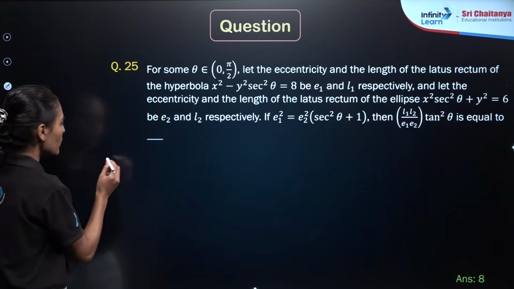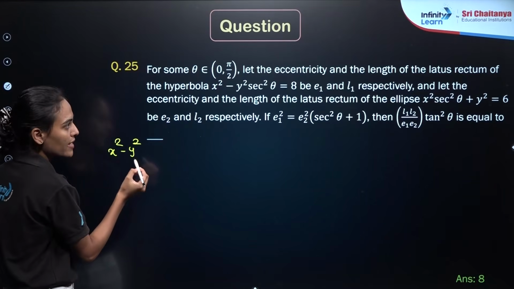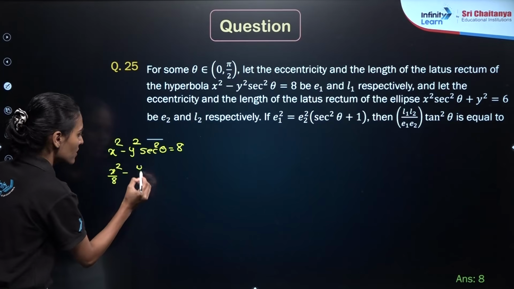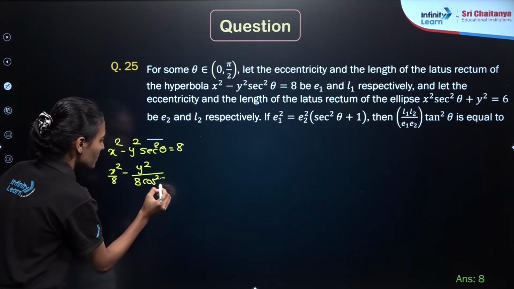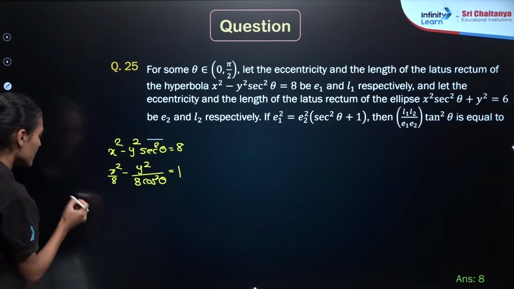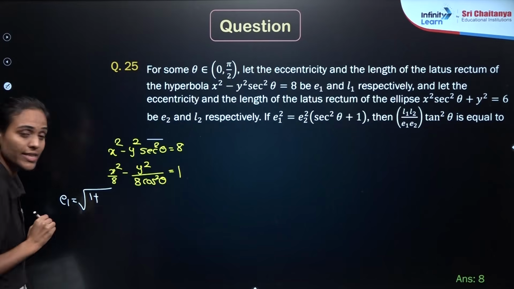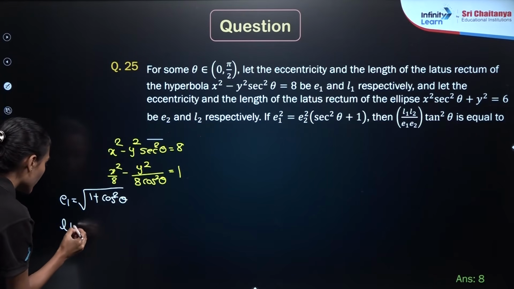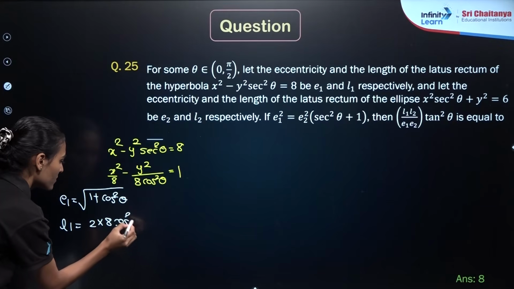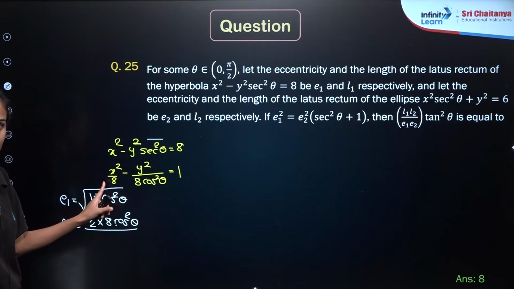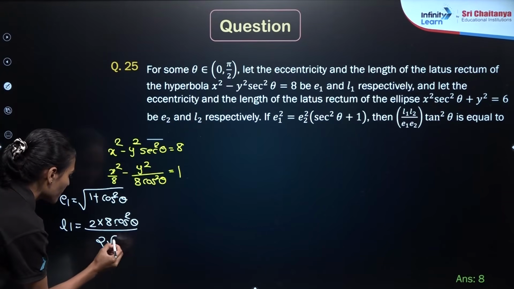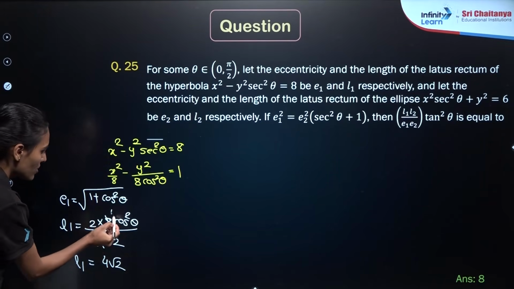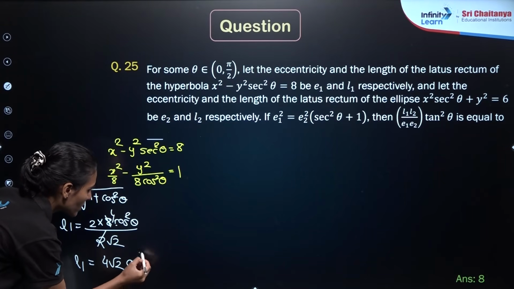So first let us take the hyperbola x square minus y square sec square theta equals 8. Divide through by 8: x square upon 8 minus y square upon 8 cos square theta equals 1. This is a standard hyperbola now. What will be the eccentricity, students? E1 is under root of 1 plus b square upon a square. 8 cos square upon 8 means cos square theta. Then the length of the latus rectum L1 will be 2b square upon a. A square is 8, so a is root 8, which means 2 root 2. So you will get L1 as 4 root 2 cos square theta.